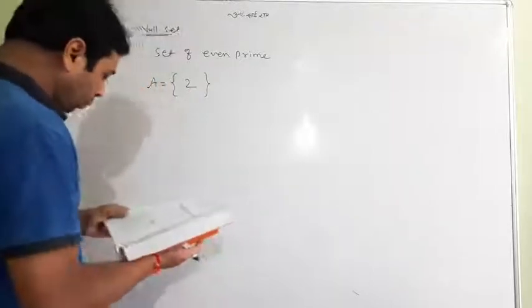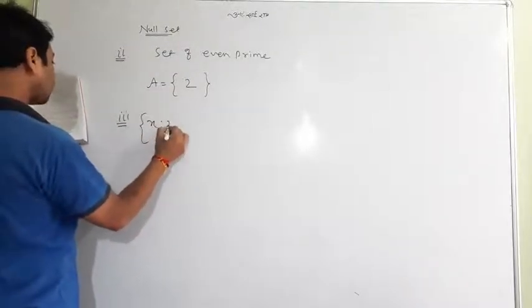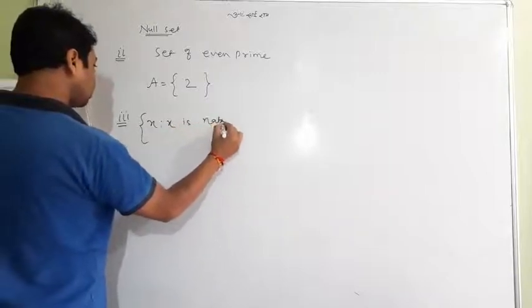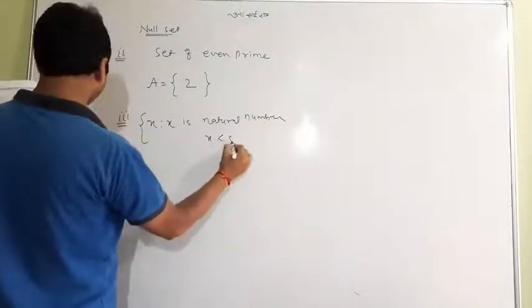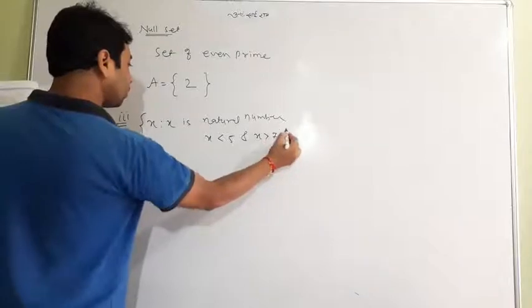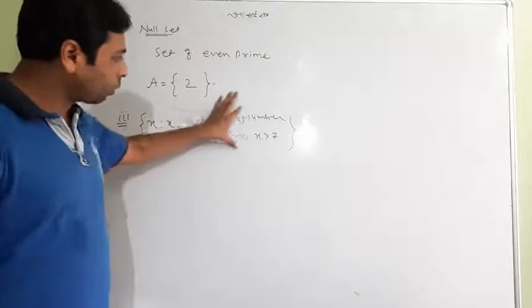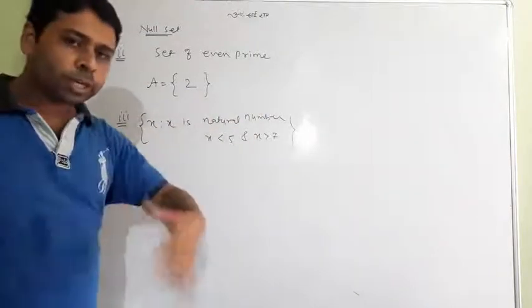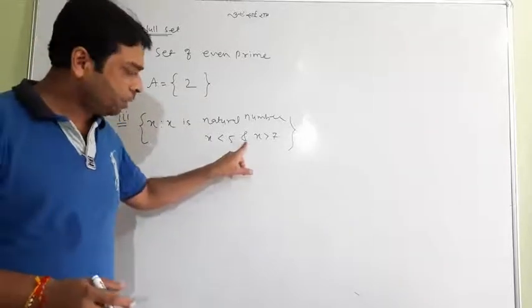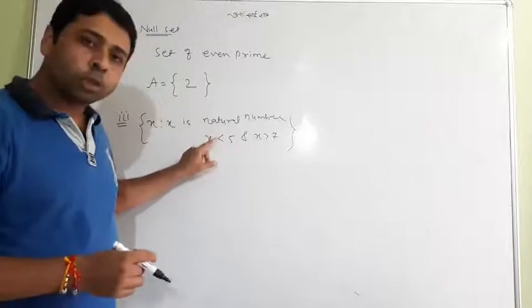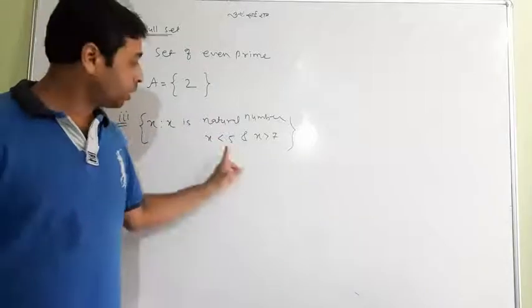Okay. Now the next question, question number 3. It says X is a natural number where X is less than 5 and X is greater than 7. So what is its meaning? Initially a student cannot think about what it means. "And" shows common elements. You have to find all those X which satisfy this and this both.